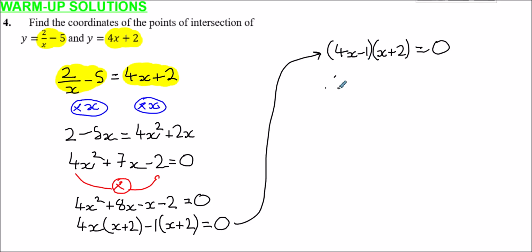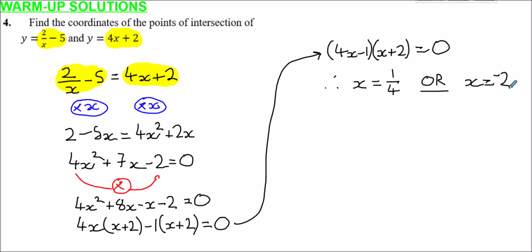And so therefore, one root is when this one is equal to 0, this bracket. That'll happen when x is a quarter. Or it might be that this bracket is equal to 0. If that's equal to 0, x needs to be -2.